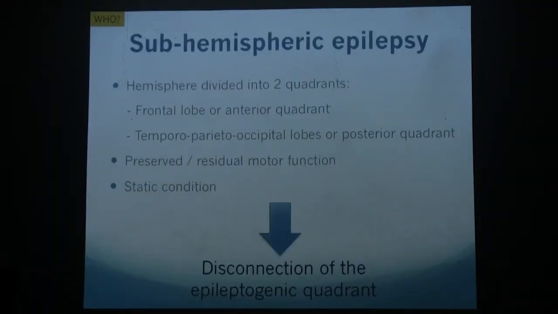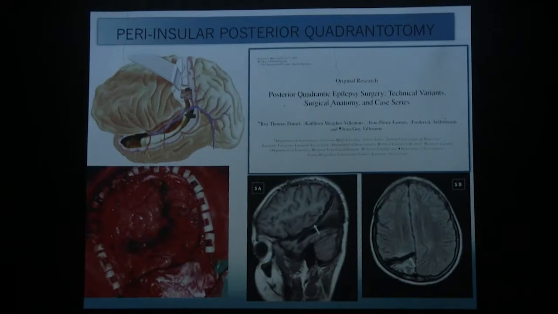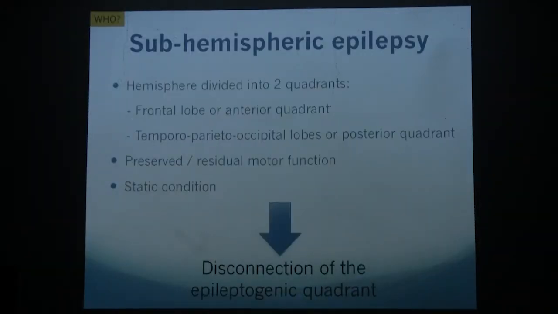So then we go on to the second topic, which is the subhemispheric epilepsy. So the hemisphere can be divided into two quadrants: the anterior quadrant, which is essentially the frontal lobe, and the posterior quadrant, which is the temporal, parietal, and occipital lobes. And these patients have residual motor function. So you cannot do a hemispherotomy. You need to keep motor function intact.